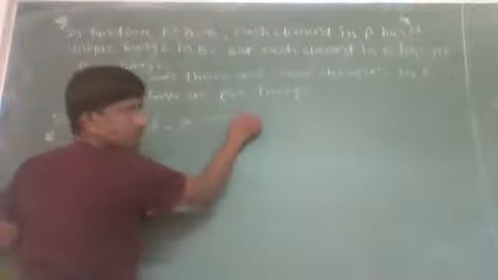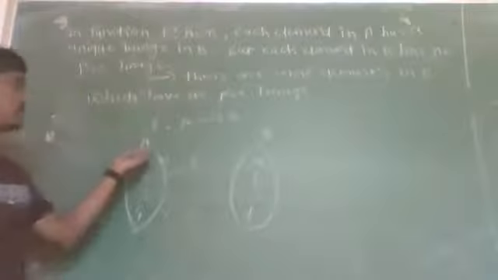Suppose f is a function from set A to set B. Suppose this is the set A which contains elements 1, 2, 3 and 4, and this is the set B which contains a, b, c and d, and this is the function defined from set A to B. By the definition of function, each element in A has a unique image in B. So here we define the function: 1 maps to a, 2 maps to b, 3 maps to b and 4 maps to c.